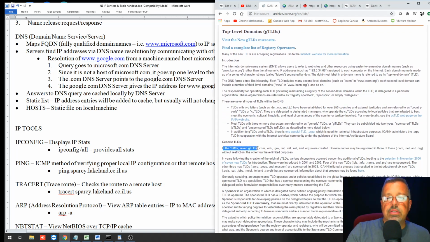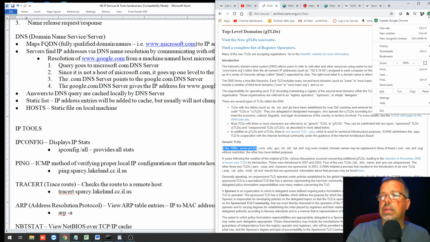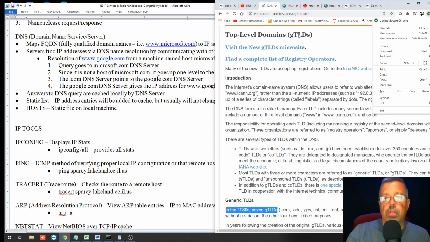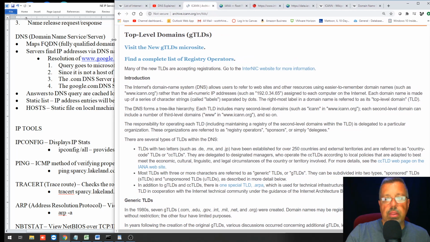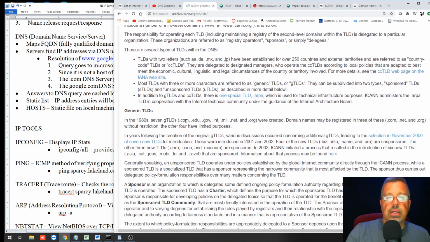In the 1980s, there were 7 generic top-level domains. So a GTLD is a generic top-level domain. Let me make that a little bit bigger. Okay, and since we don't need the notes, I can make that a little bit bigger. All right, so the generic TLDs: com, edu, gov, int, mil, net, and org. I'm looking at my list, and I almost got them in that order, which was weird.